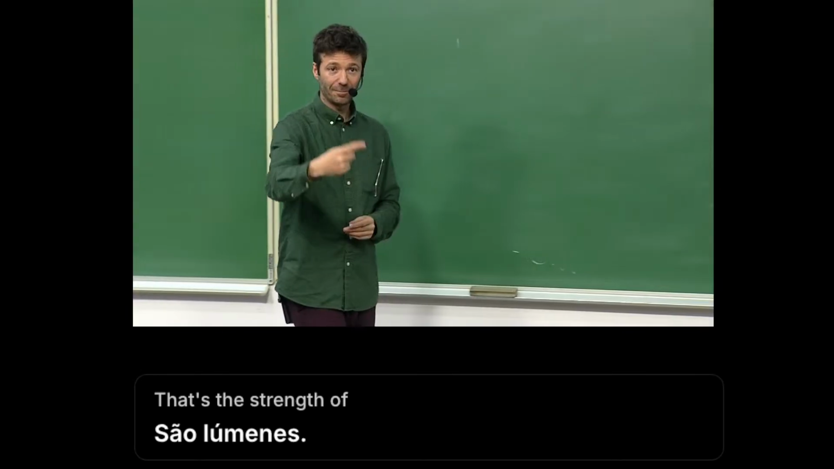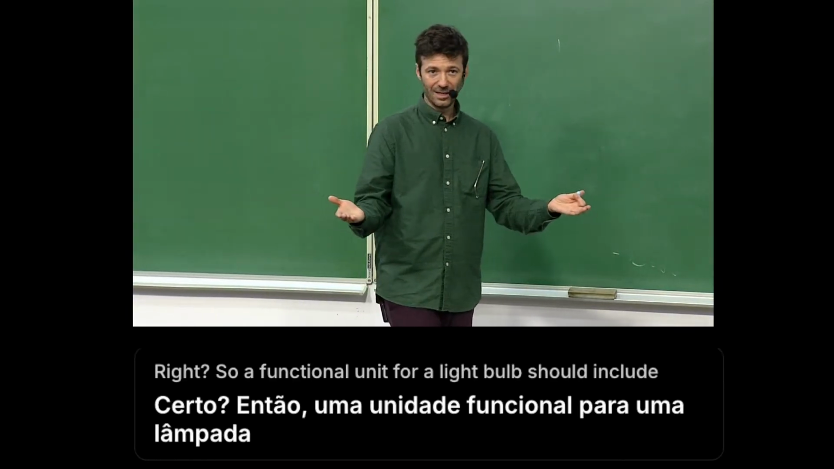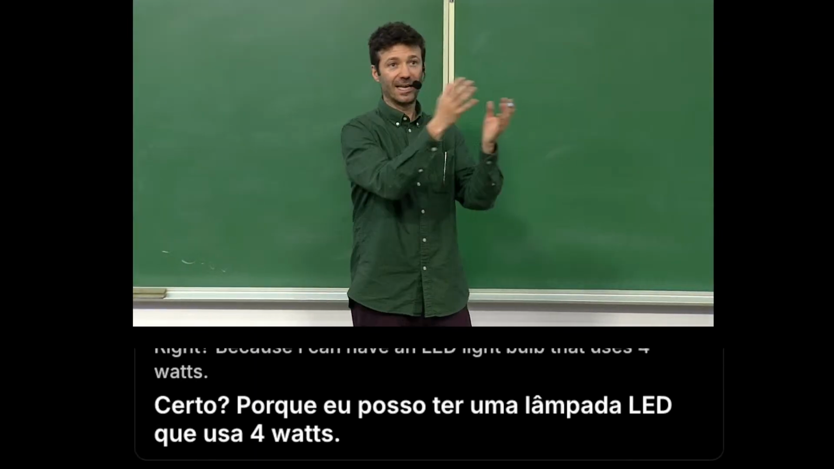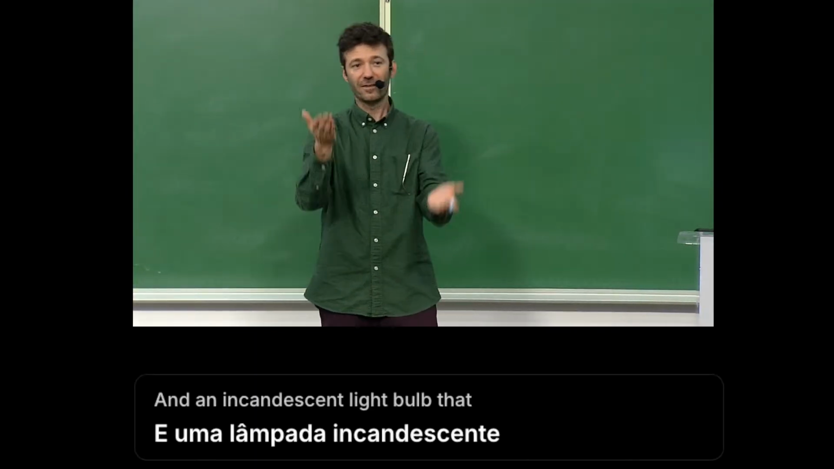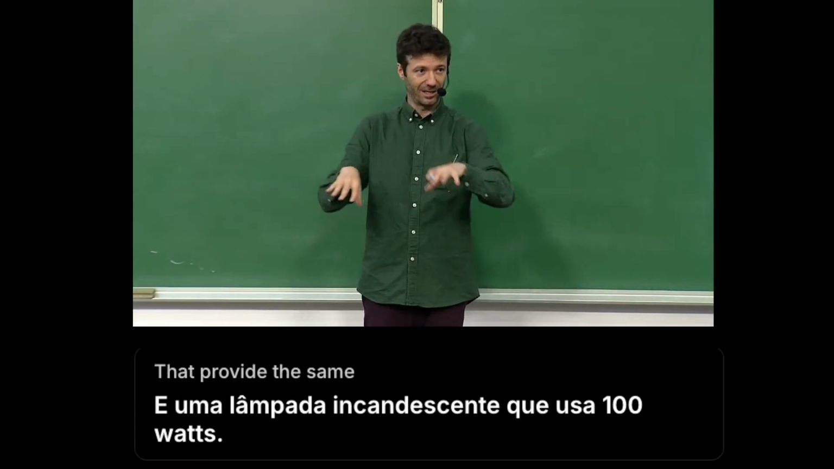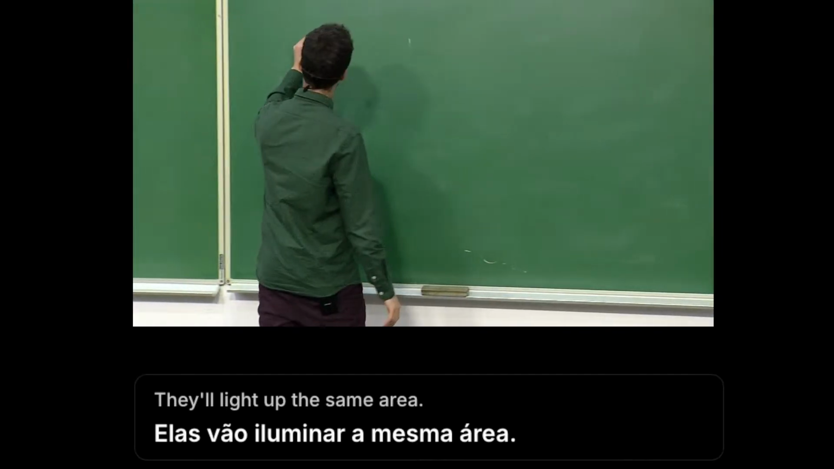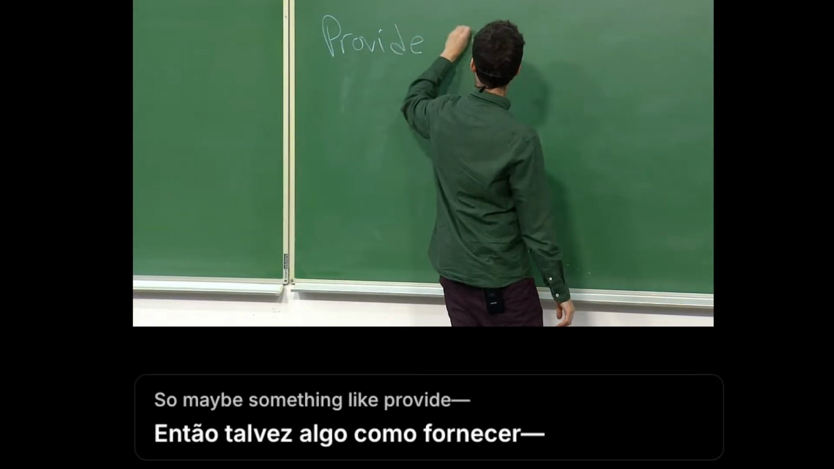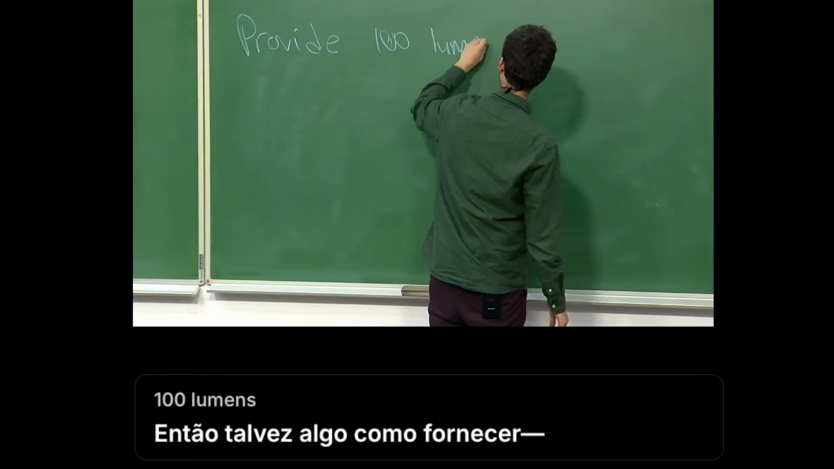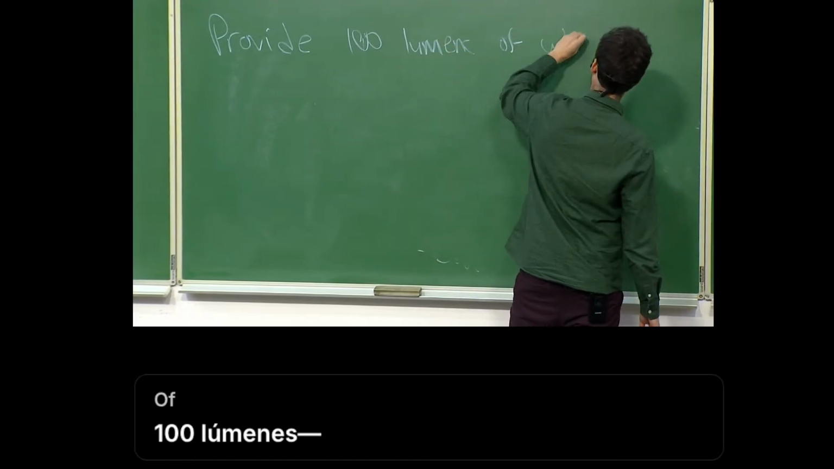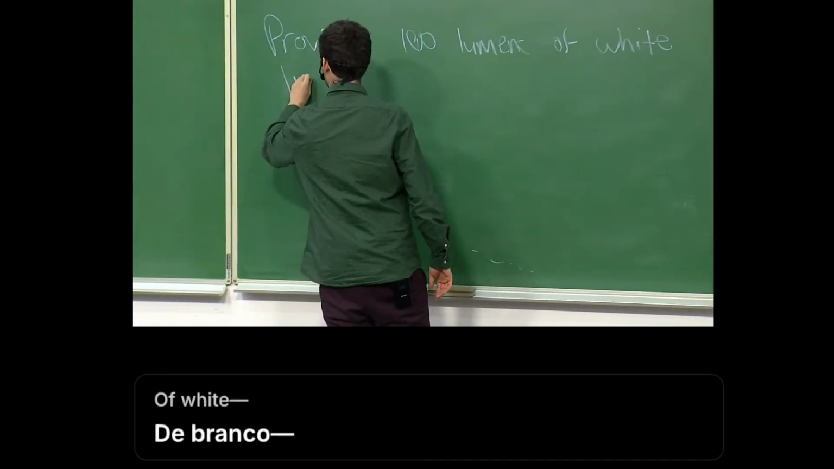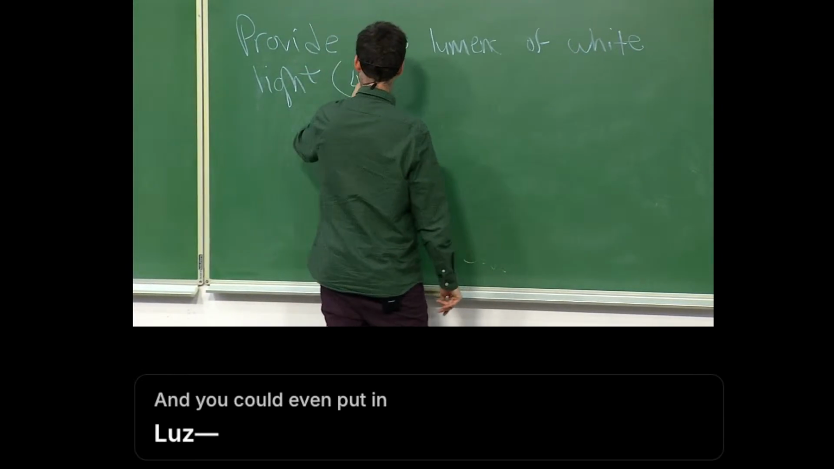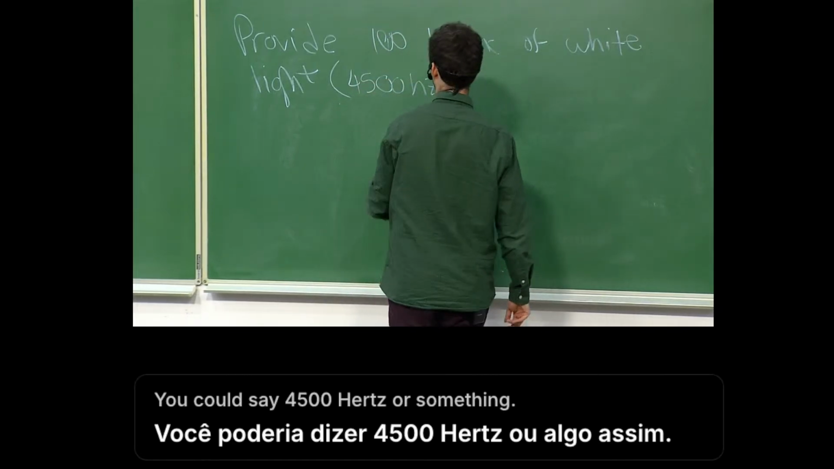So a functional unit for a light bulb should include lumens, right? Because I can have an LED light bulb that uses 4 watts and an incandescent light bulb that uses 100 watts that provide the same number of lumens, right? They'll light up the same area. So maybe something like provide 100 lumens of white light. And you could even put in the frequency if you wanted to. You could say 4,500 hertz or something. You could do that.